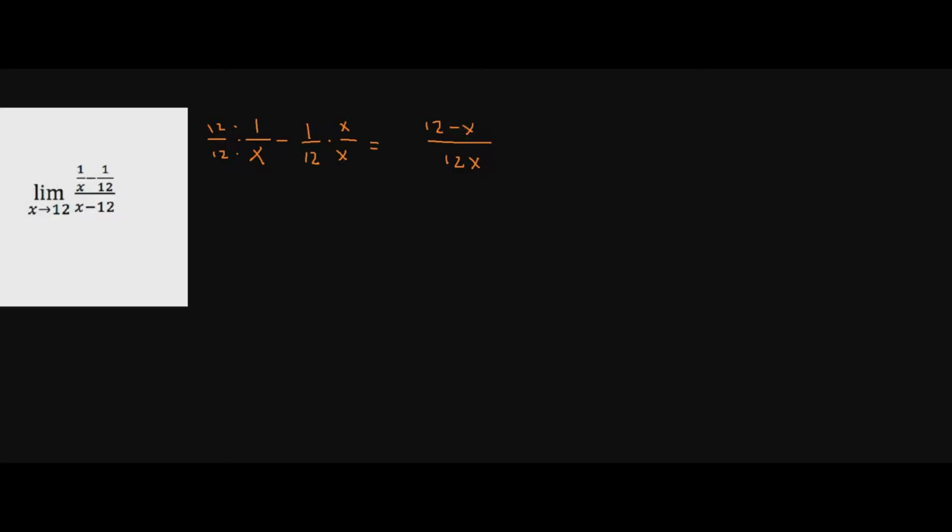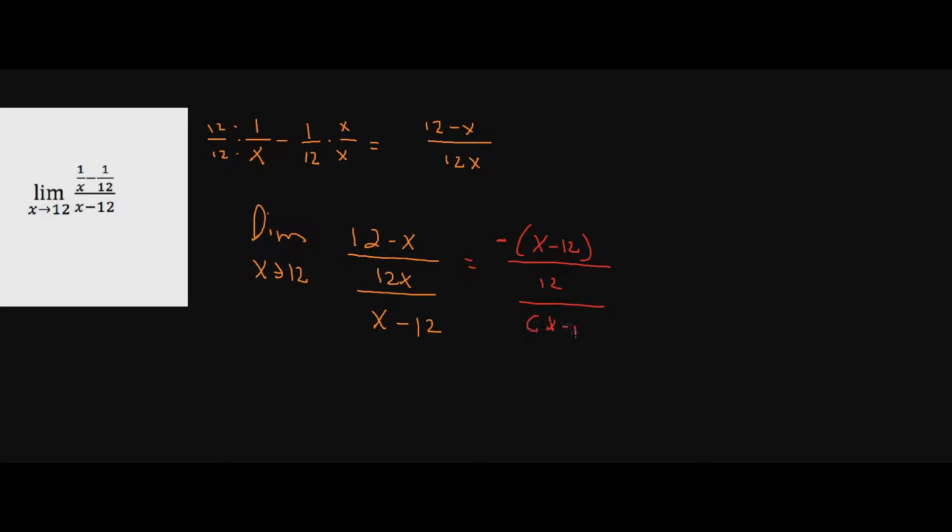Okay. Now that I have this expression here, I can rewrite it into my limit problem. The limit as x approaches 12, we're going to have 12 minus x divided by 12x, divided by x minus 12. Ideally, I want to be able to cancel out this and this here, and in order to do that, we have to get kind of fancy and cute. We did a similar problem like this, and it's the same procedure every time. We're going to pull out a negative, and we're going to get negative x minus 12 divided by 12x, all divided by x minus 12.